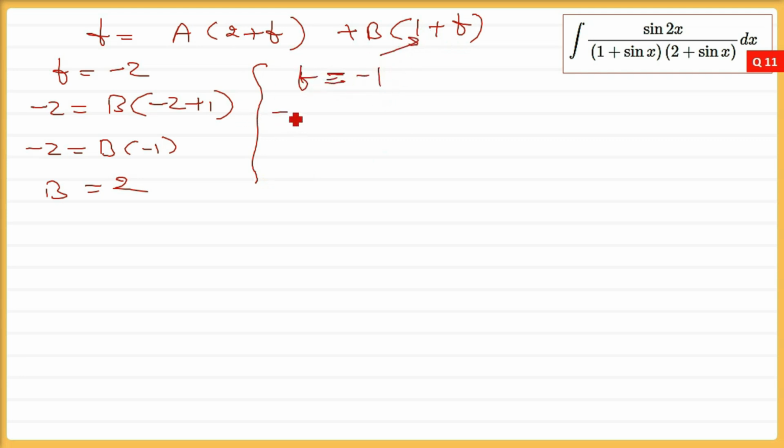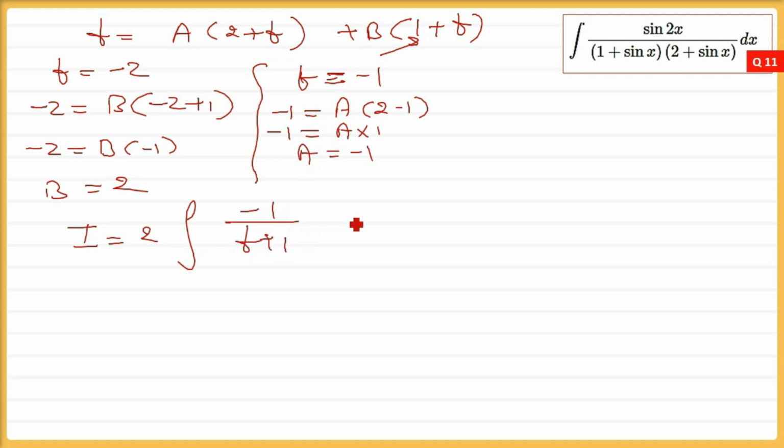Now coming to the second constant, just place t as -1. The second term will become 0. So -1 will be equal to a into 2 minus 1, that is a into 1. A became -1. So the equation, if you remember, was the integration of -1 divided by t plus 1 plus 2 divided by t plus 2.